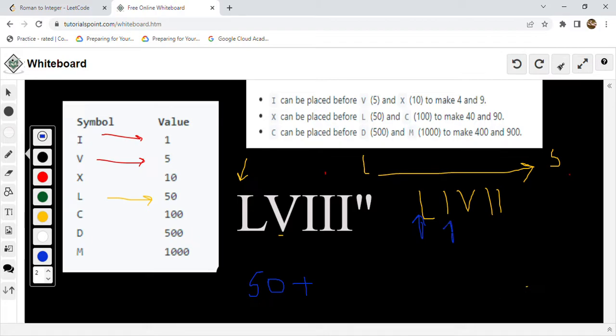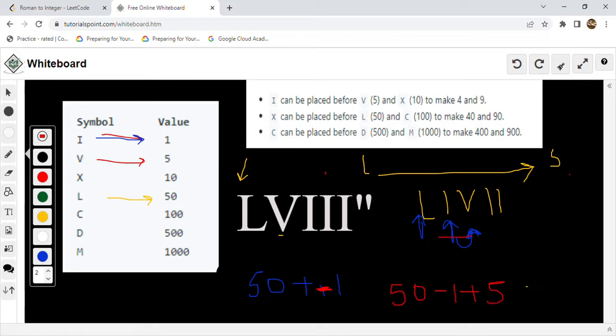Now next comes I. Okay, we know that the I value is 1, but we will not add 1 directly here. We will check what comes after I, because I can be placed before V and X. Is there a V or X after I? Yes, there is V. So we check the I plus 1 index, and here we got V. So what we will do is subtract this value of I. So it will become 50 minus 1 plus the value of V.